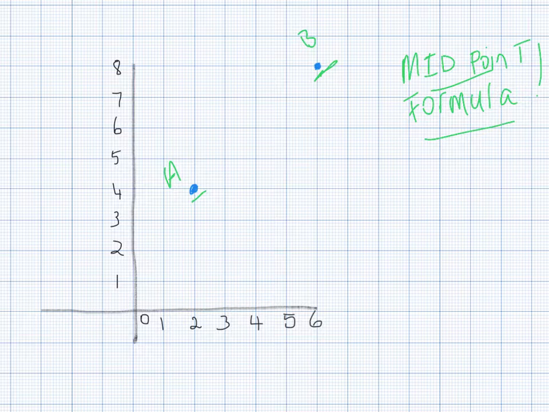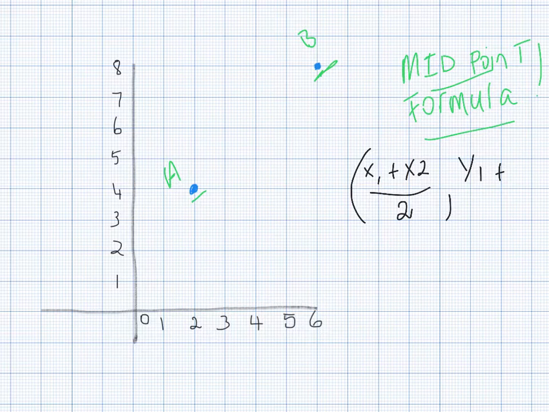In order to do that, we have to apply a formula, and it'll look a little bit similar to our gradient formula. So let's start. We've got x1 plus x2 over 2. The reason we're dividing by 2 is because, when trying to find the middle of anything, we'd always divide by 2. Alright, so then we go comma, y1 plus y2 over 2.